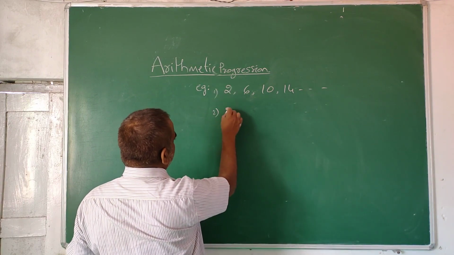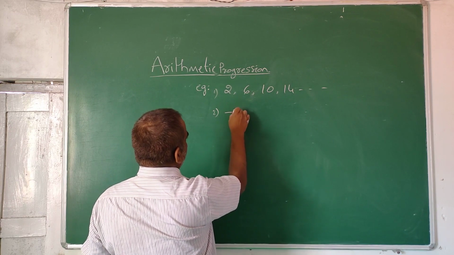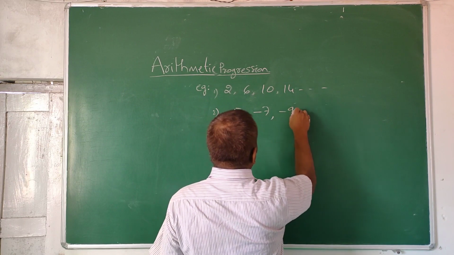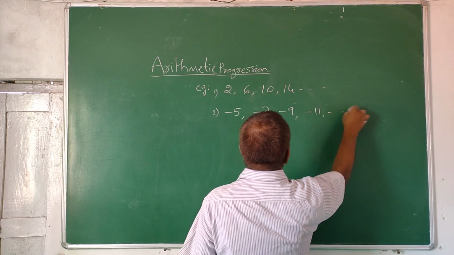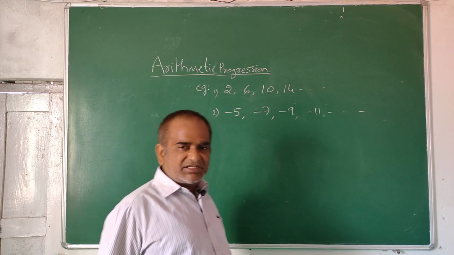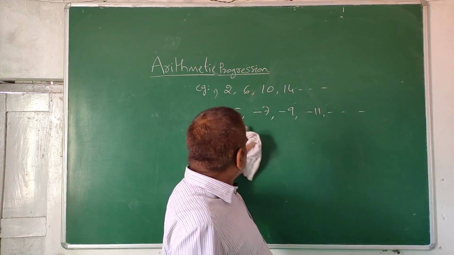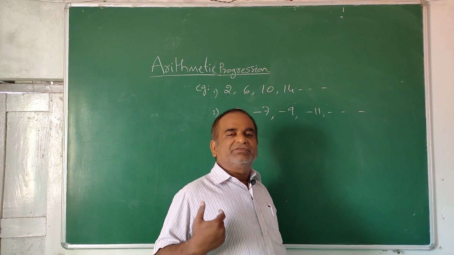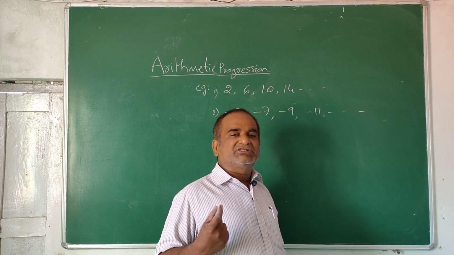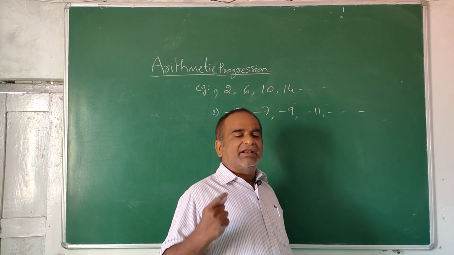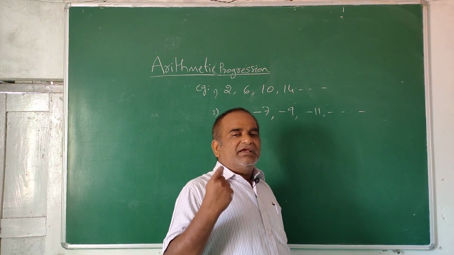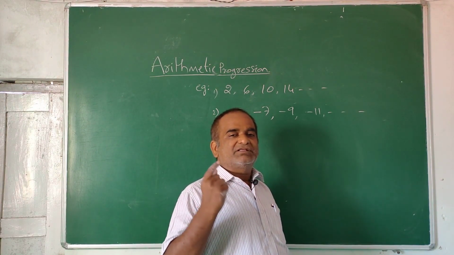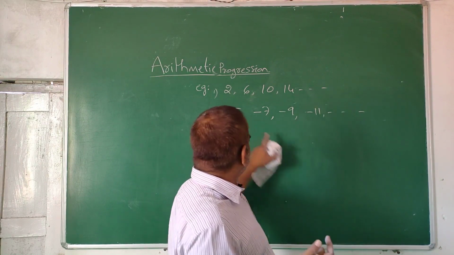And if you go for another example, say -5, -7, -9, -11, this is also an arithmetic progression because here the constant number which is being added to generate each term in this progression is -2. That is, -2 is constant, you see.